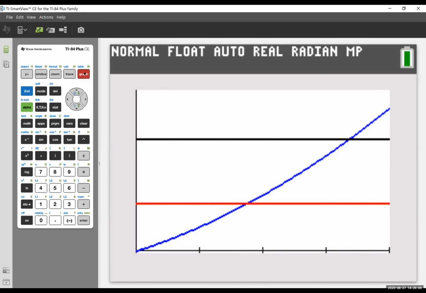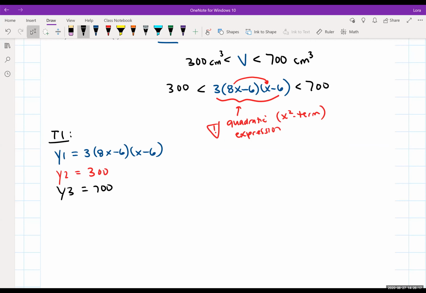So what I'll do for myself, I'll probably sketch this on a piece of paper. So I'm going to go back just so that you see. If I were to show work, just so I know how I solved it, what I'm really looking at is I have my volume, and I have my y2 equals 300, and my y3 equals 700.